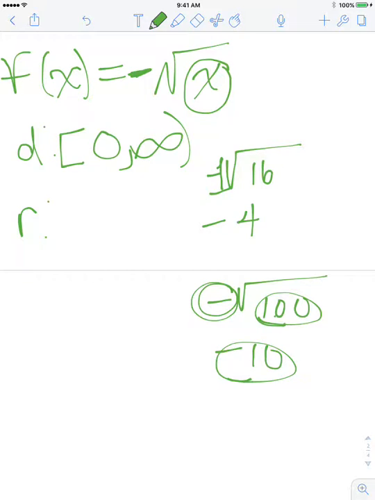So my domain is going to be, again, you start with the smallest value. Here it's negative infinity all the way to 0. 0 here is going to be the largest value I get. And again, this is a reflection of the parent graph, so let's take a look at what that looks like.